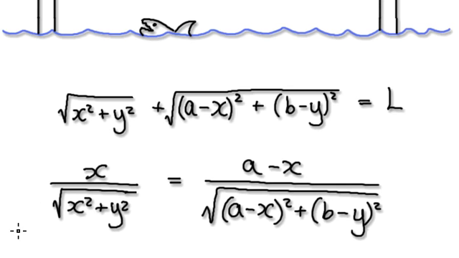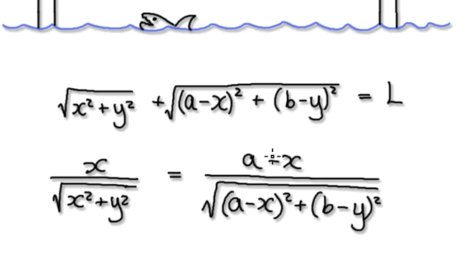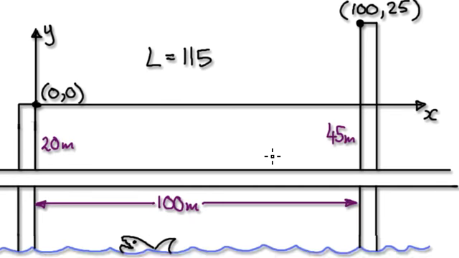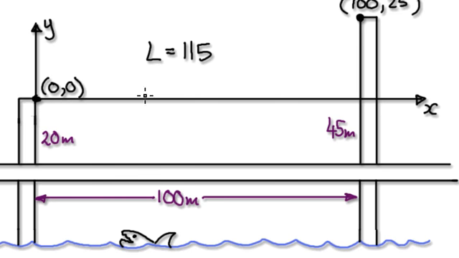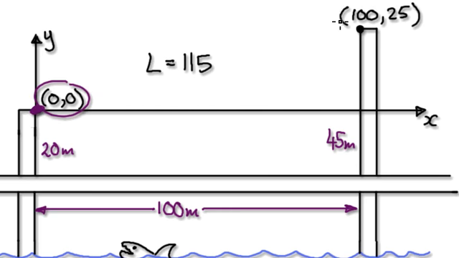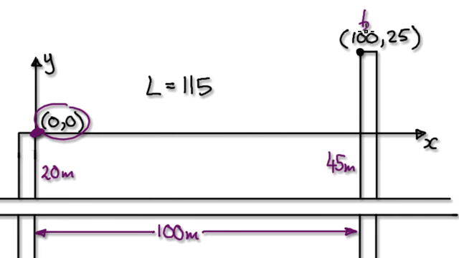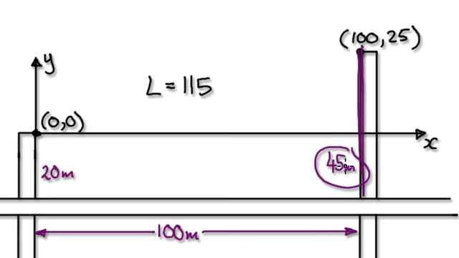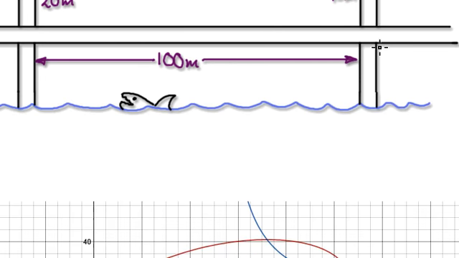Okay, so to do this here, get yourself a graph plotter and look at the situation here. So we are going to define our origin right here. Okay, so this is our origin, and this here is 100,25. Okay, so from here, this whole length here is 45, but then you've got to take away 20. So the coordinates here will be 100,25.